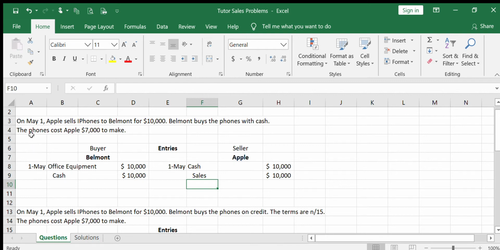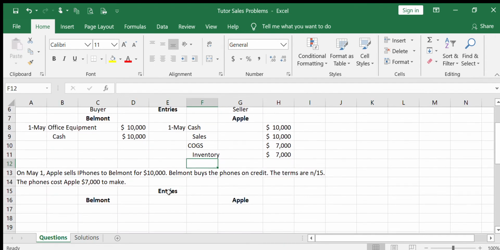And the reason why we have to do that is because we have to take into account how much it cost Apple to make these phones. So it says $7,000, so we're going to do cost of goods sold for $7,000 because we need to expense off the amount that it actually cost Apple to make these phones. And then we're going to do a credit to Apple's inventory because there is going to be $7,000 less of inventory in Apple's store after they have sold $7,000 of phones to Belmont. All right, so hopefully that makes sense, and we're going to move on to this next problem.